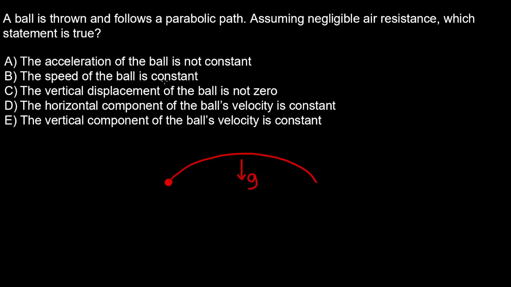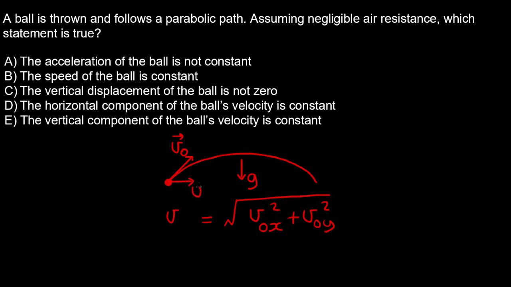And we have the speed of the ball is constant, which is also false, because if the ball is thrown at some initial velocity, then we have the speed at this point is equal to the square root of the component squared. So we have v0x squared plus v0y squared. So note that you can resolve this velocity into a horizontal and vertical component.